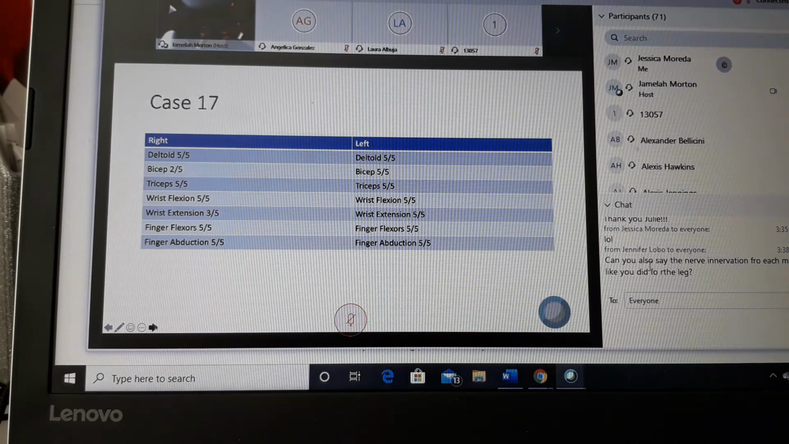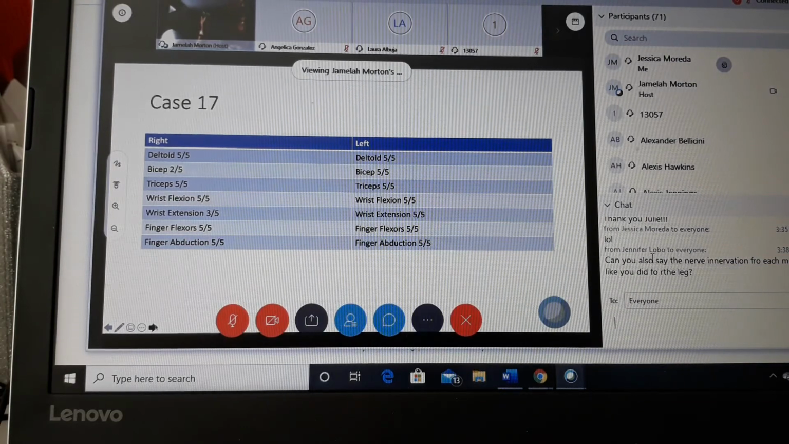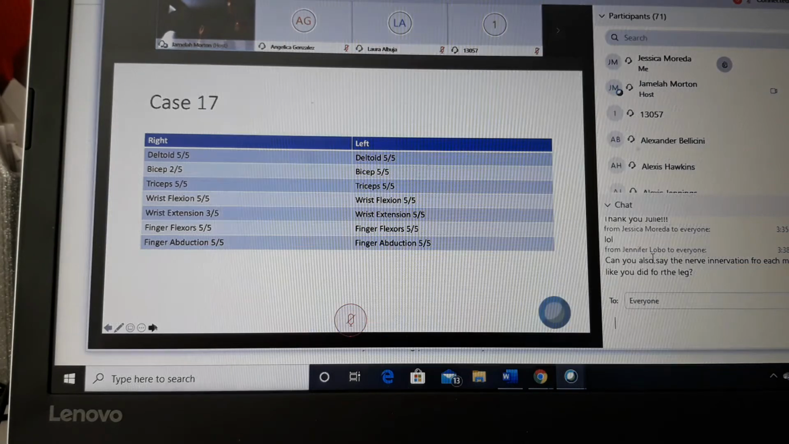Put your fingers across. Don't let me push them together. C8, finger flexors. Put your hands like this. Don't let me pull it out. That will be C8. Okay? All right, guys?